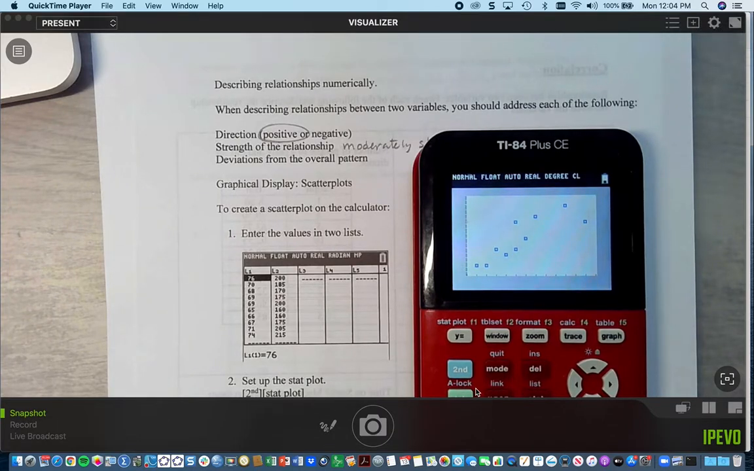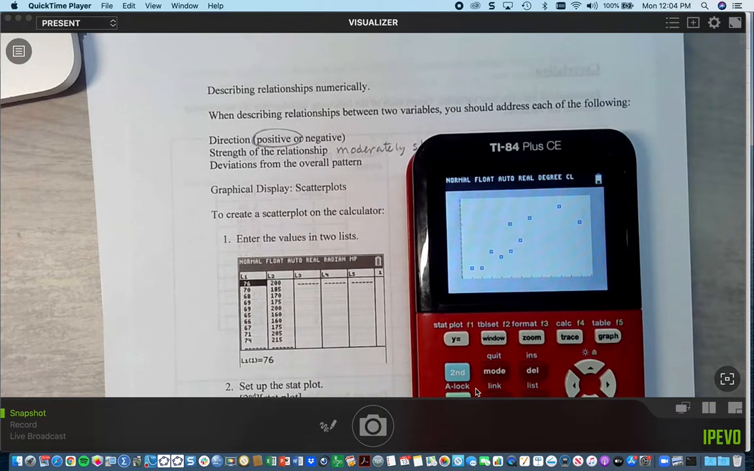Okay, and then also in deviations from the overall pattern, does it seem like a linear model is appropriate here? Okay, do these look like they line up along a straight line? All right, so I would say that this is a fairly strong, positive, linear association between height and weight.